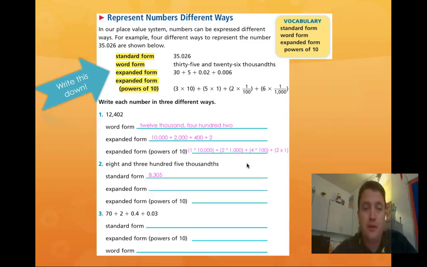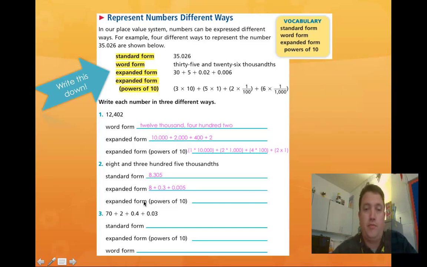Okay. So here we've got 8 and 305 thousandths. You see the "and" there, that tells me we're talking about a decimal number, okay? So in standard form, that's what that looks like, 8 and 305 thousandths. In expanded form, I've got 8 plus 3 tenths plus 5 thousandths. Again, I don't have any hundredths, so I don't have to put anything down there, okay?